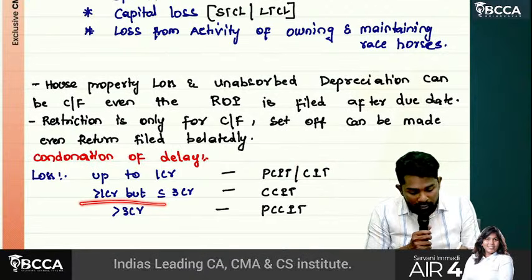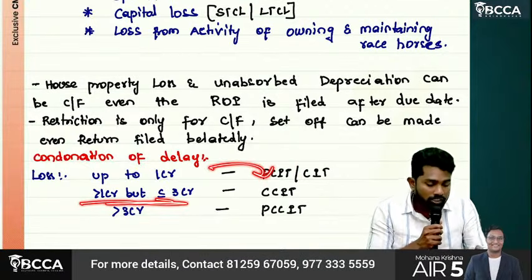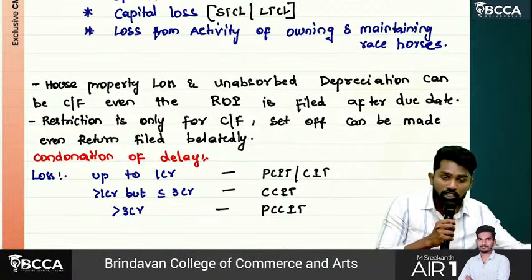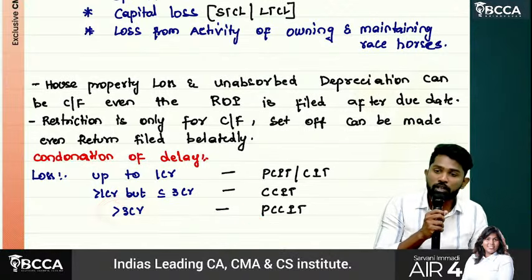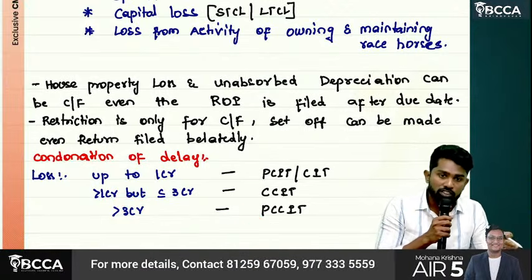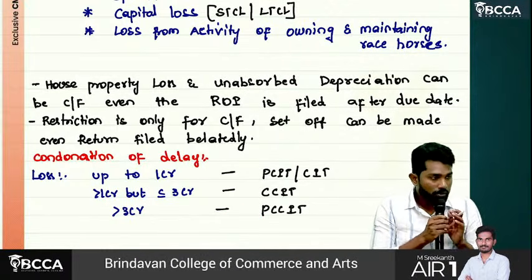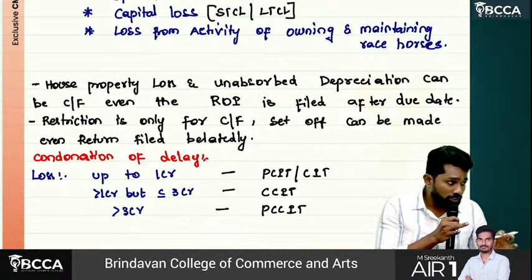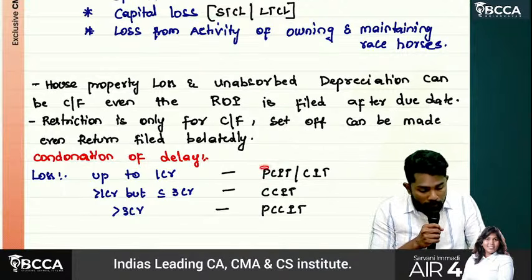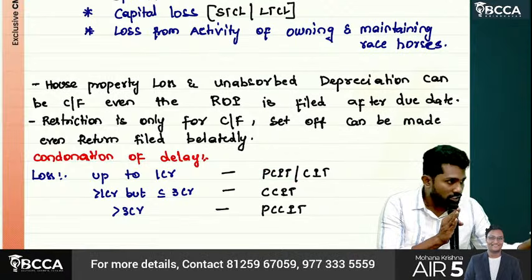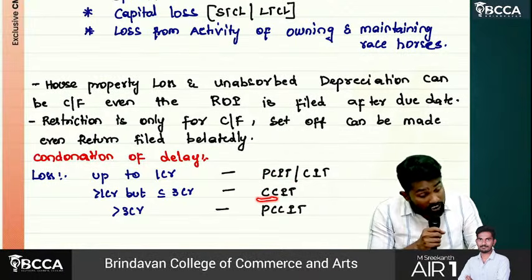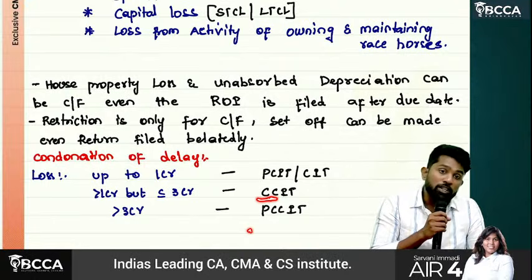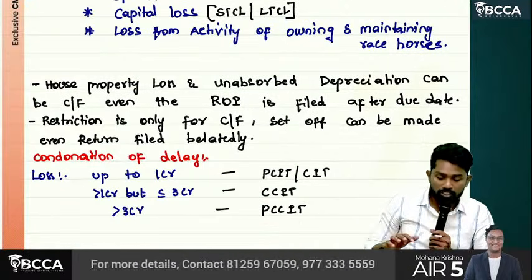If the loss is between 1 to 3 crores, then the condonation has to be made by the Chief Commissioner of Income Tax. If the loss is above 3 crores, then the condonation has to be made by the Principal Chief Commissioner of Income Tax. P means principal, C means chief. Principal Commissioner of Income Tax, Commissioner of Income Tax. Here, Chief Commissioner of Income Tax. Here, Principal Chief Commissioner of Income Tax.